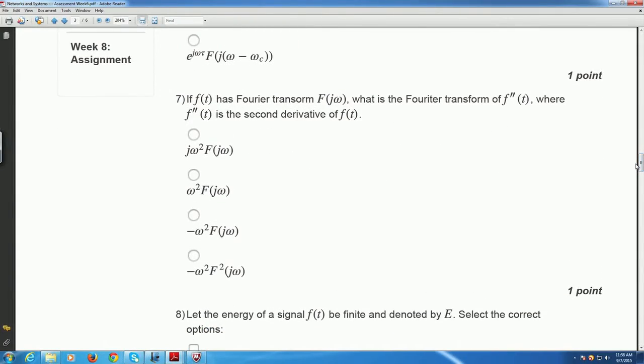So, here's another question, question number 7. Once again, f of t has Fourier transform f of j omega, and you are now asked for the double derivative. If you differentiate once, we know what will happen. So, how do you get the double derivative? You take the derivative and differentiate again. So, you have to use the property of the derivative 2 times. That is all.